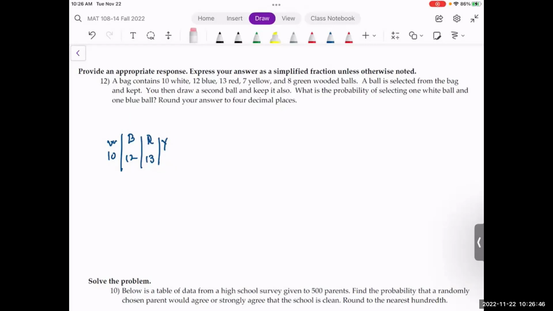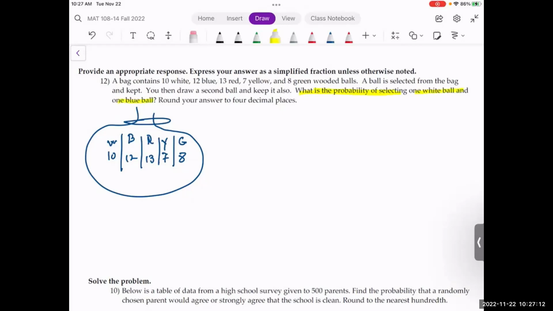All right, so what else? Yellow, how many yellow? 7. And green here, we have 8 of them, right? And we get a bigger bag. Are we okay? So the question again is asking you what is the probability of selecting one white and one blue.